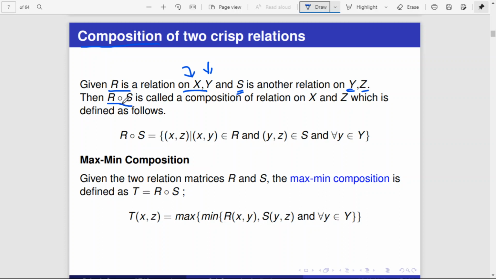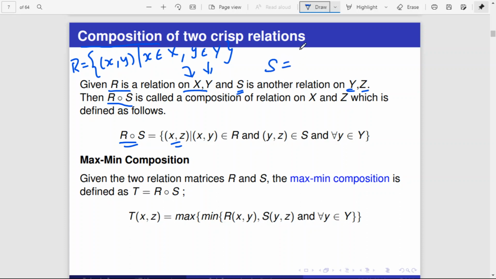Then R composition S, which is represented using this symbol, is defined something like this. R composition S contains elements x comma z. You see, R is defined over x comma y, and S is defined over y comma z. So every element in R is nothing but small x comma small y, such that small x belongs to the set capital X and small y belongs to the set capital Y. This is how R is defined.